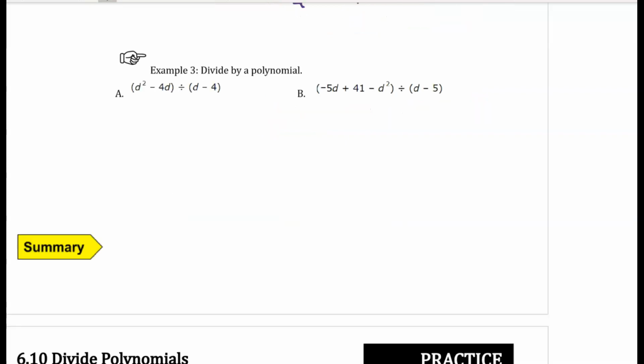Let's look at another structure that you might see when you're dividing polynomials. In this case, I have d squared minus 4d that's divided by a binomial d minus 4.